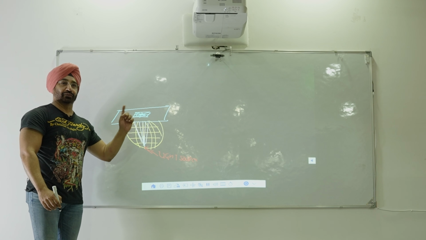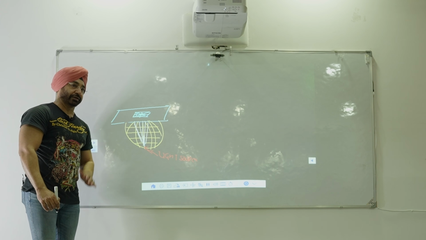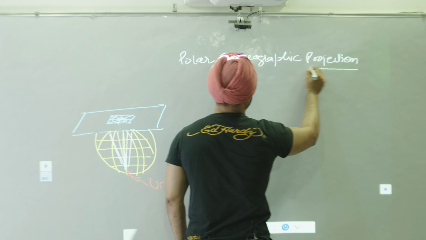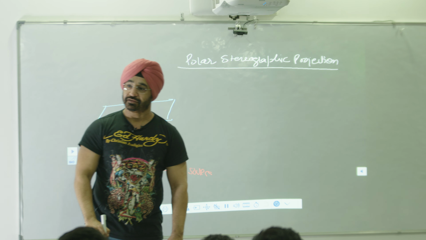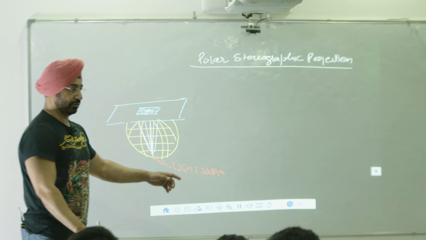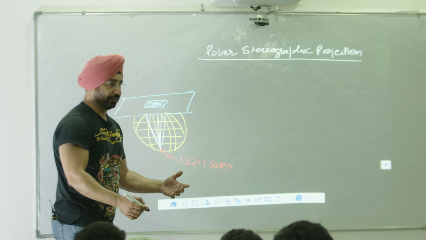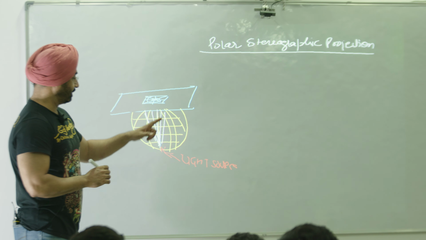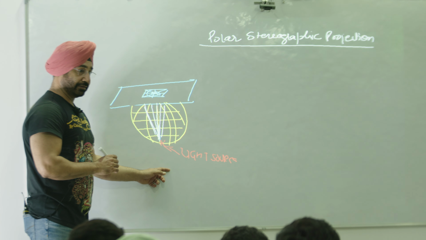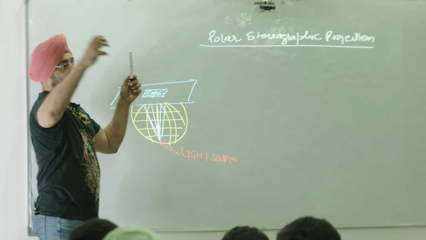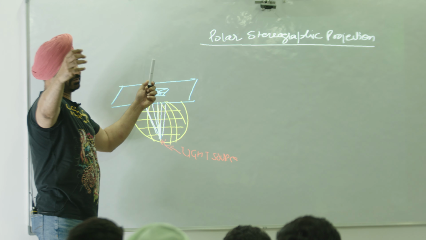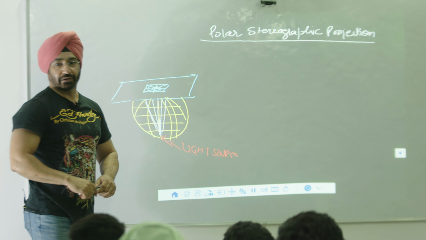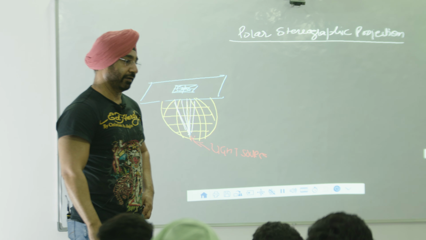Are you understanding? When you shift this light source to the opposite pole, this is referred to as polar stereographic projection. Theoretically the equator can also be shown, but there is no need, because for the polar region this is the best projection. No mathematical correction, the light source you have increased to double the distance. So even though the size was increasing, by taking the light source away up to a certain distance, there is not much change. It is increasing, but not so much that you cannot use it for navigation.